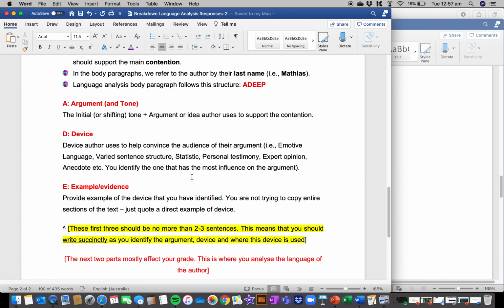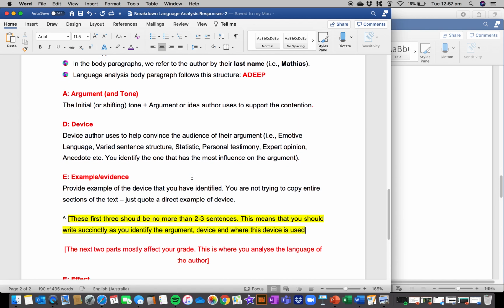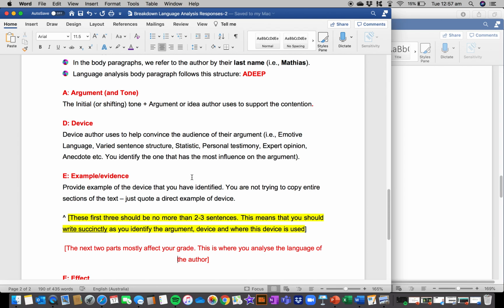What we're then going to ask for is an example and evidence from the text. So the example shouldn't have to be copied rote, okay? You don't need to get a whole section and just cut and paste it again. Just find the direct example of that device. It might just be one word or a couple of words, just so we're aware that you can actually find that and identify where it's being used.